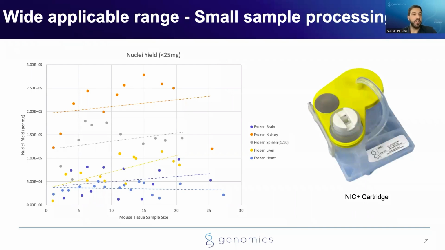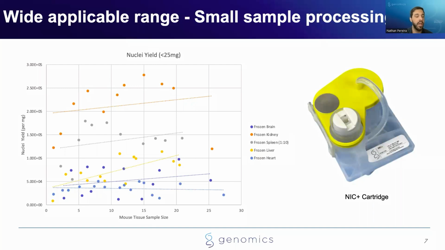So as I was mentioning, we have a wide applicable range of sample types and sample tissues and sizes. So this is some data from, as I mentioned, our new NIC Plus cartridge, going down to about 1 milligram of tissue. This is showing, I believe, nuclei yield data per milligram from frozen brain, frozen kidney, frozen spleen, liver, and heart. And you can see on the sample sizes from about 0 to 30 milligrams, the isolation yield is robust, reproducible, and pretty much the same across the sample types.